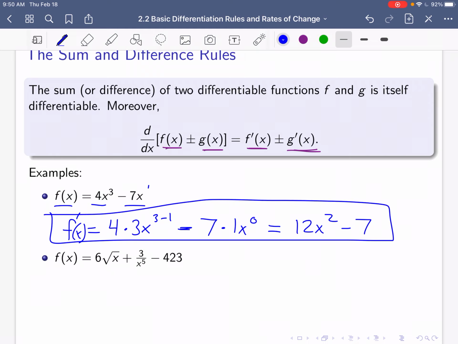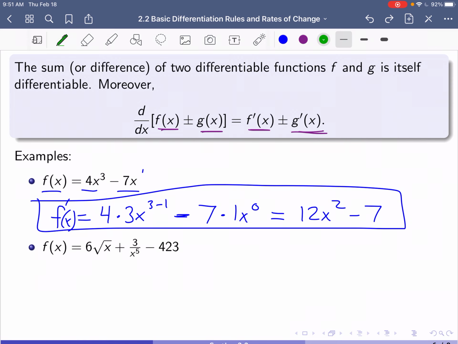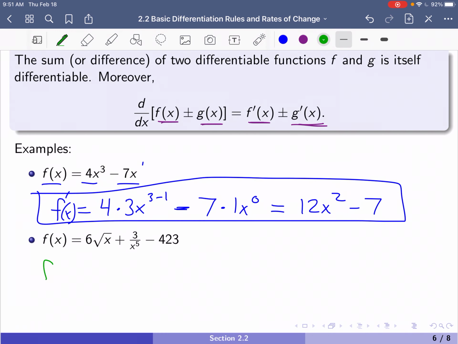Notice we just took the derivative of each piece individually, and then we took the difference between those. And we can do that with any number of different pieces, right? So here on this next one, f prime of x. All right, so before I do this, I might rewrite this so we have x raised to powers. So we have 6 times x to the 1/2, that's what a square root is, plus 3x to the negative 5th minus 423.